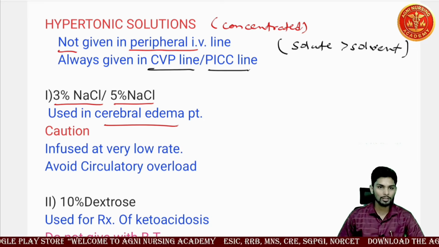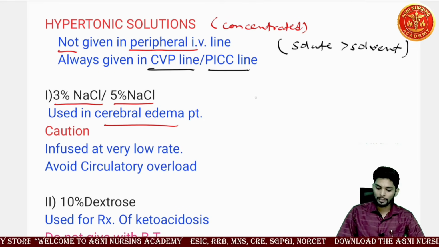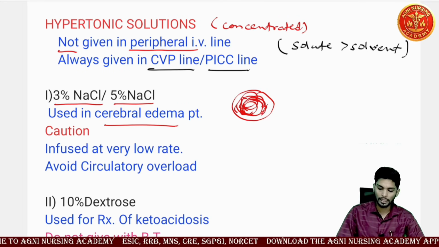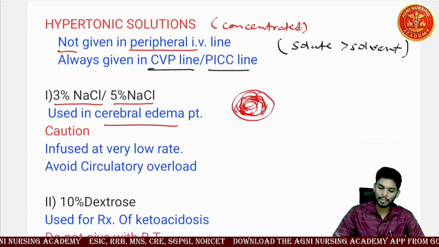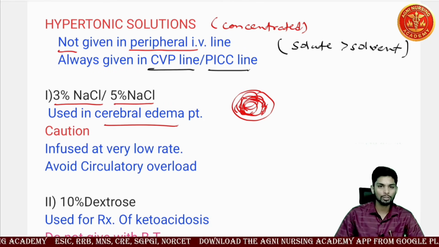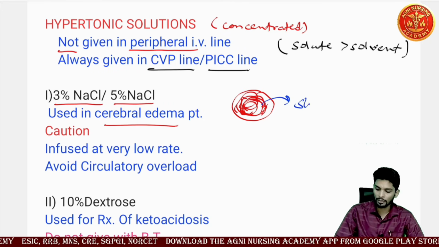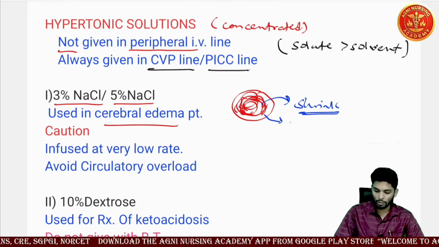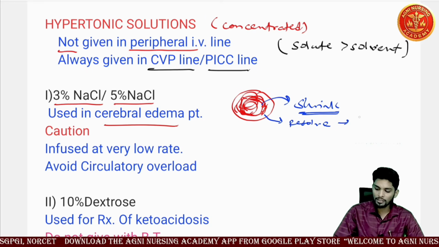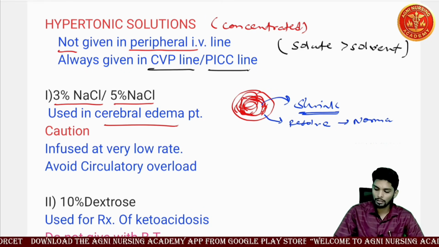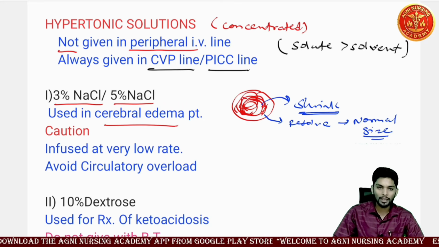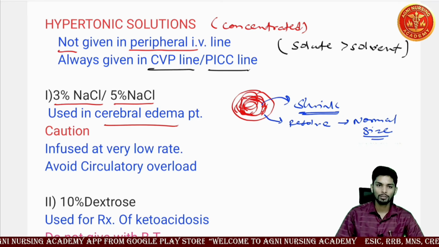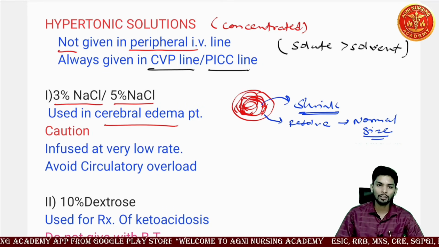Why? Because the patient already has edema of the cerebral cells. So we already learned that after administering hypertonic solution, the cell will shrink. So after giving this solution, this edema will resolve. Edema will resolve and the cell will come to normal size. So the size of the cell will decrease. So in cases of cerebral edema, we will give 3% normal saline or 5% normal saline.